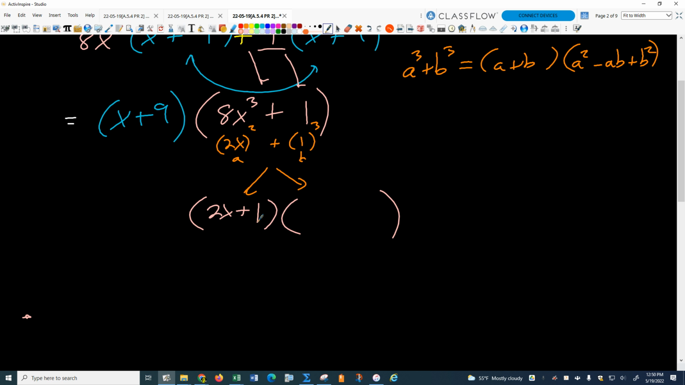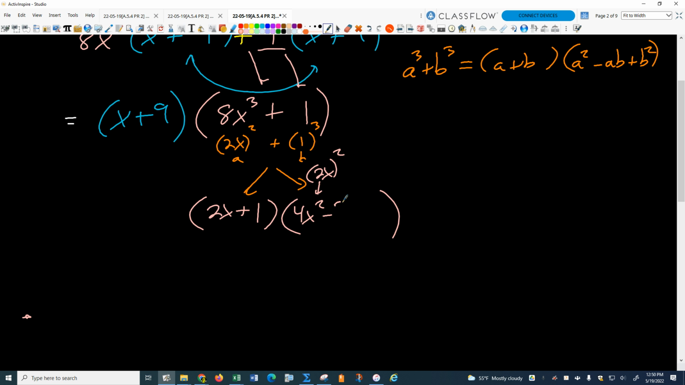Yeah, there you go, 2x plus 1. Okay, my a squared plus b squared. Well, what's a squared going to be? What am I squaring? 2x, okay. But I'm squaring the whole thing, so what's that going to give me? Good. So I'm going to get 4 times x squared.